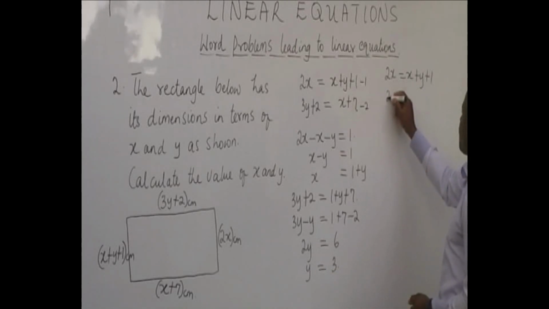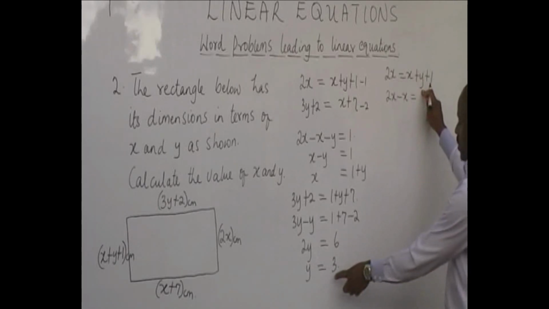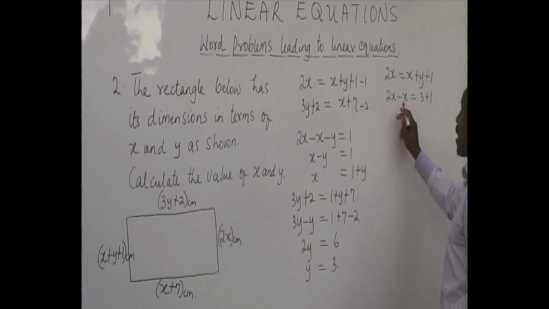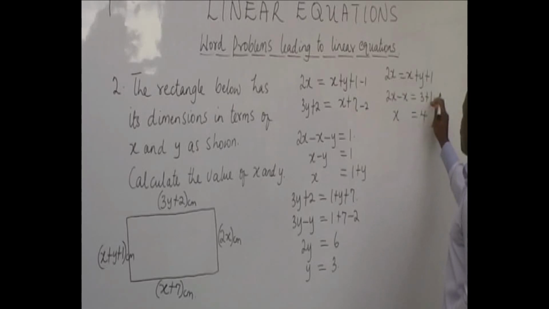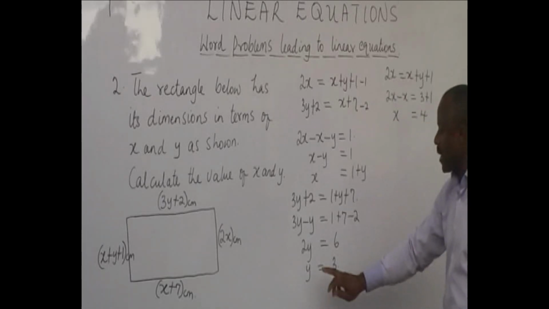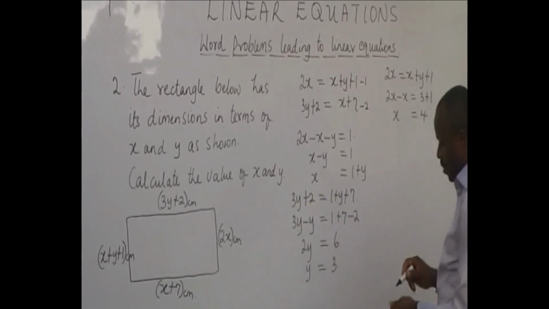Get like terms. We have 2x, x coming to this side will change to minus x. Then it is equal to, already we have y, which is 3, plus 1. 2x minus x will give you 1x, and it's going to be equal to 3 plus 1, which is 4. That means the value of x is 4, while the value of y is 3 in that equation. And that has brought us to the end.